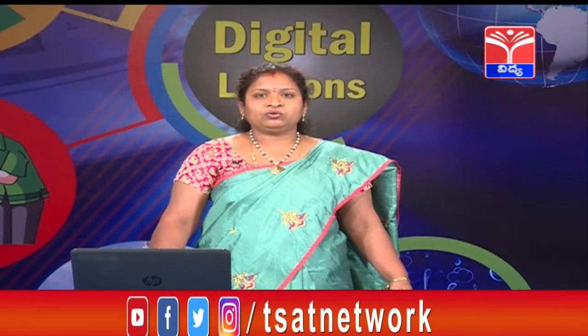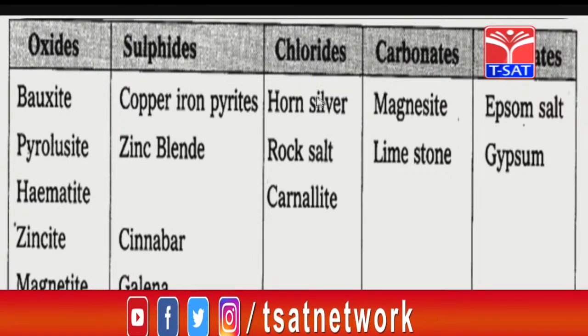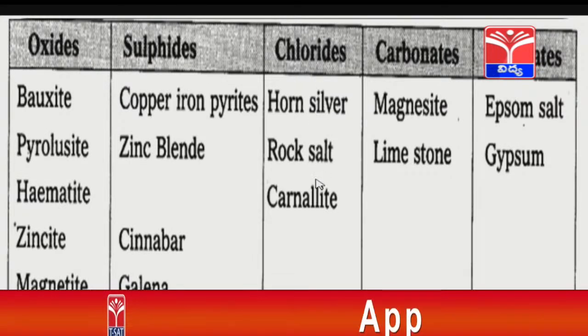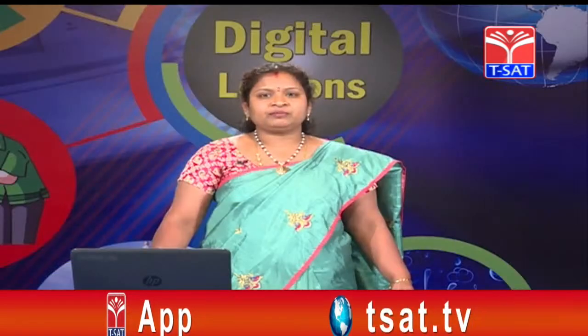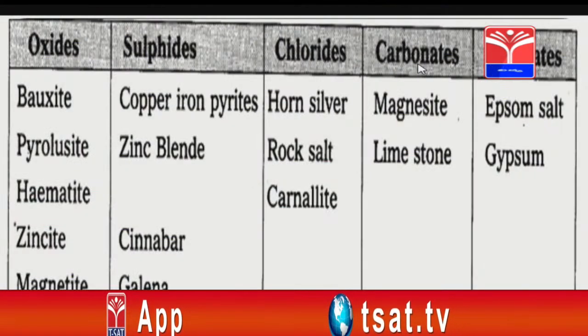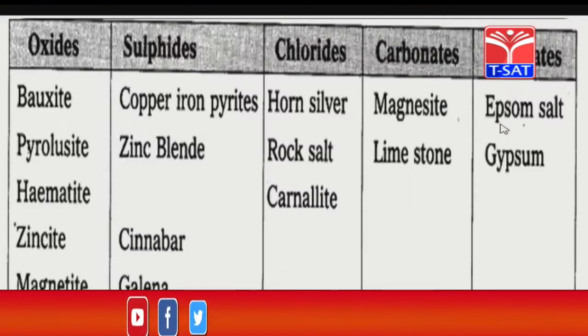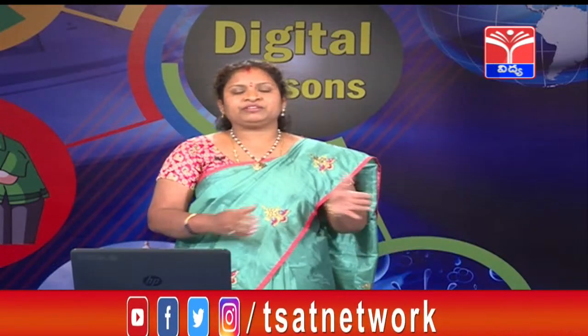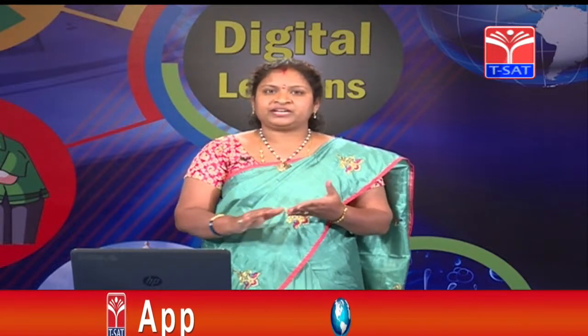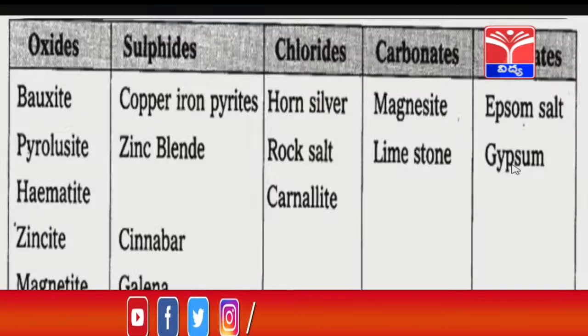Now, chloride ores. Examples of chloride ores are horn silver, rock salt and carnallite. Examples of carbonate ores, children, magnesite, limestone. Examples of sulfate ores, Epsom salt and gypsum. So, in this way we can classify the ores as sulfide ores, chloride ores, oxide ores, carbonate ores and sulfate ores. So, depending upon the impurity, we have to select a particular method for the purification or the extraction of metal from their respective ores.